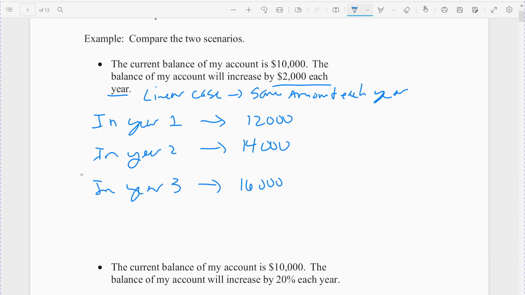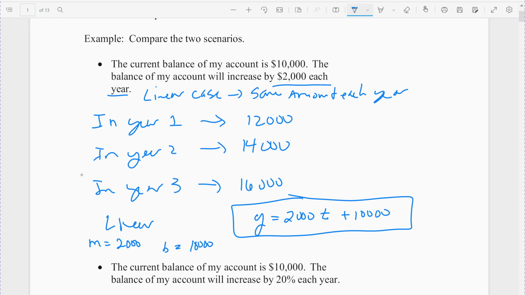Another year goes by, so year 3, it'd be 16,000. And so this is a linear case. The rate of growth, the slope, would be 2,000 every year, and the initial value, B, would be the 10,000. And so it'd be the line y equals 2,000 times time plus 10,000, where time is the time in years. Every year I get to add 2,000. I started out with 10,000.